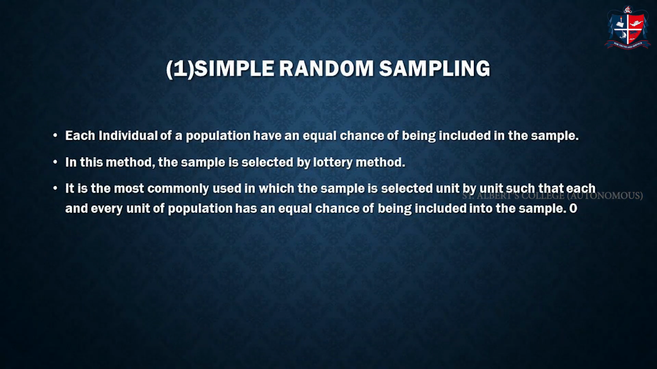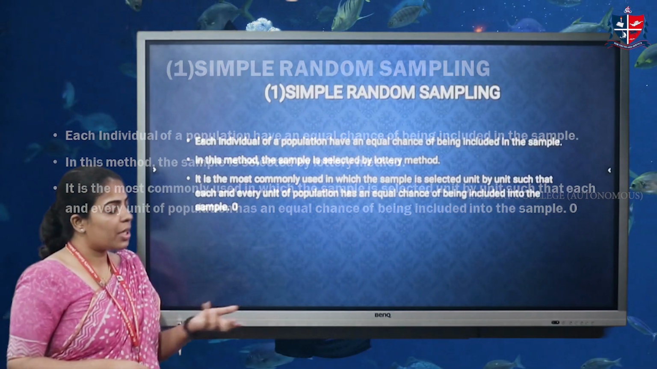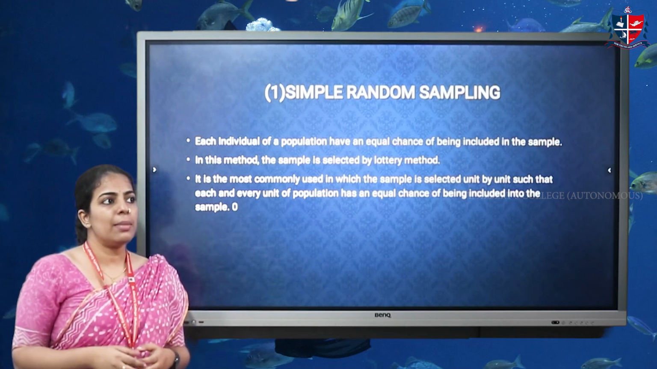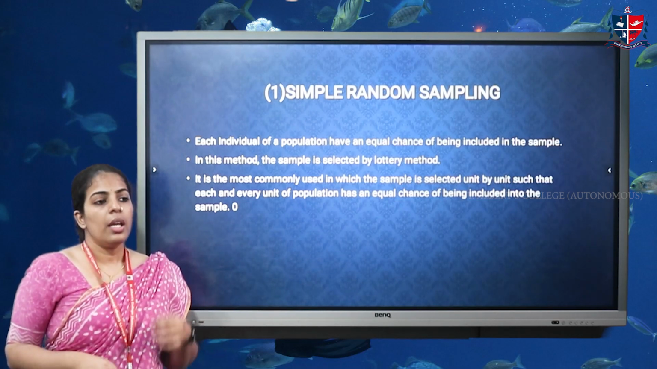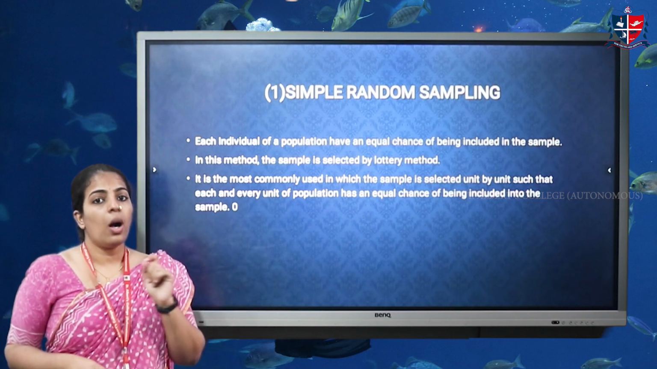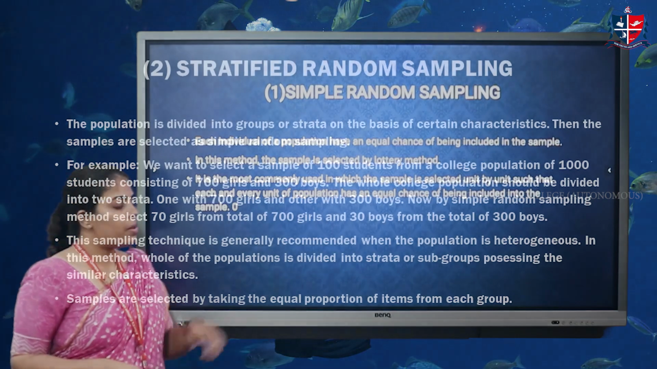Among them, the first one is simple random sampling. It is exactly what I said before. Each and every individual has an equal chance of being selected. For example, if we are taking a lottery ticket, each and every one who has taken the lottery ticket has an equal chance of being a winner. That is a typical example of simple random sampling.